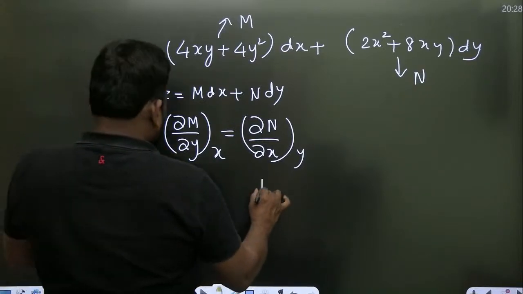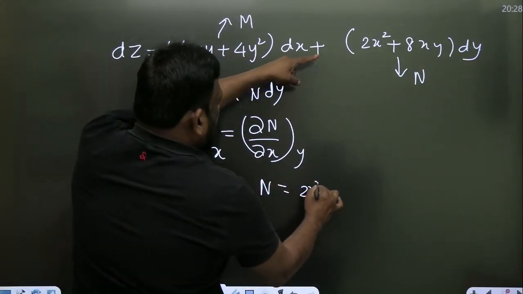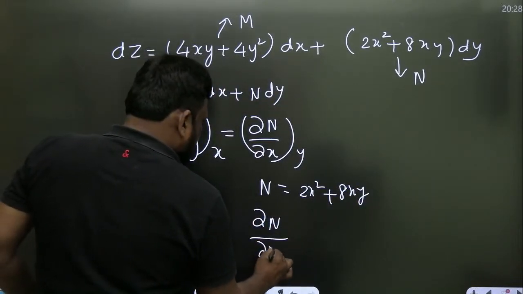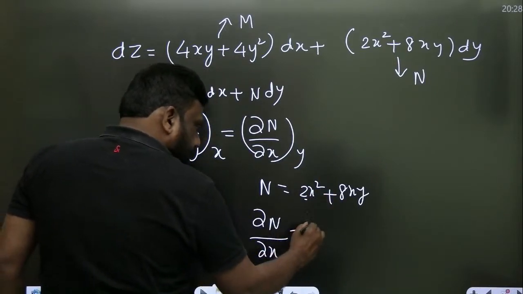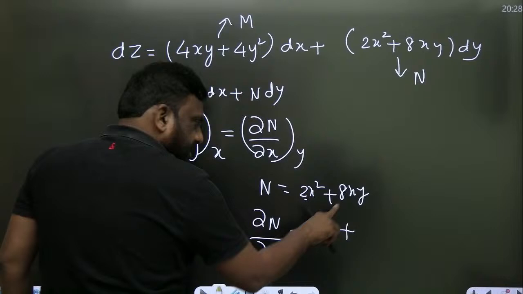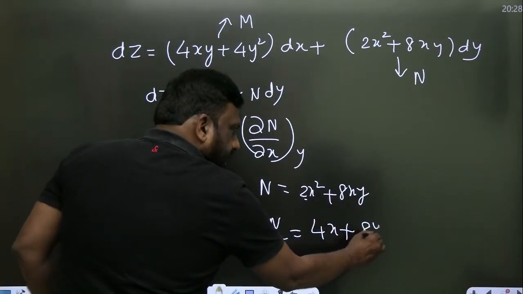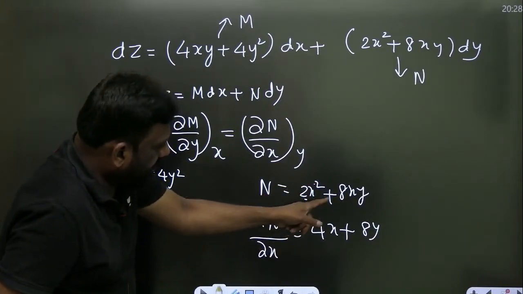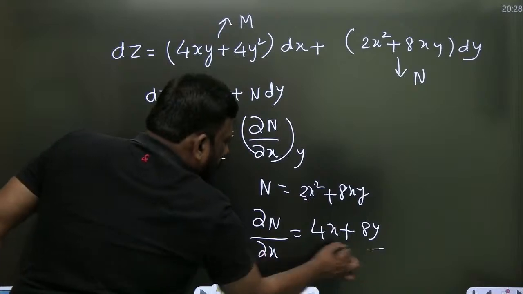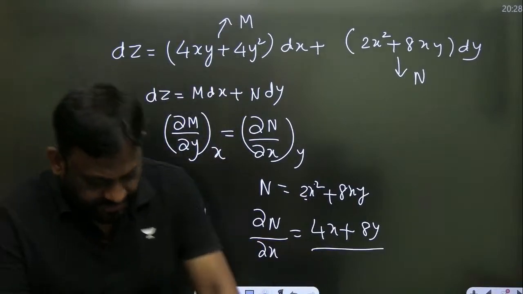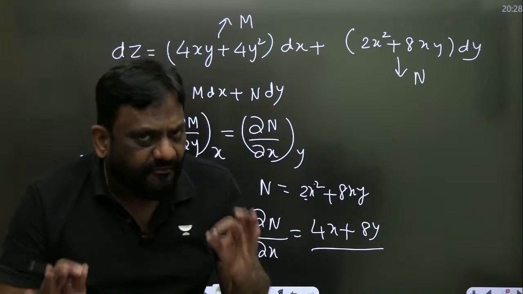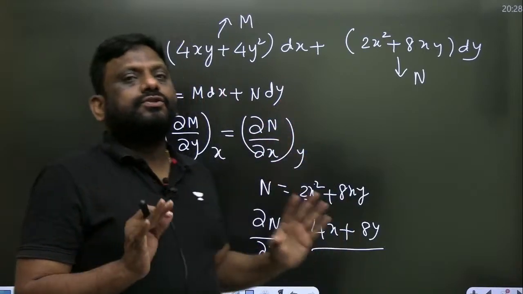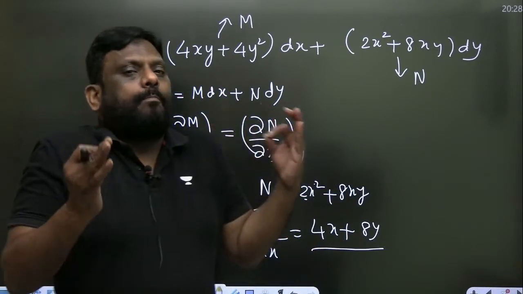Let's check N. What is N, sir? 2x square plus 8xy. अब बताओ सर, dou N by dou x क्या होगा सर? Differentiate करो with respect to x. It is 4x plus, it is with respect to x, y should be treated as constant. 2x square is 4x, plus 8y. So are they same, my dear students? Yes, they are same. When they are same, it is an exact differential. So whenever it is an exact differential, it is a property.